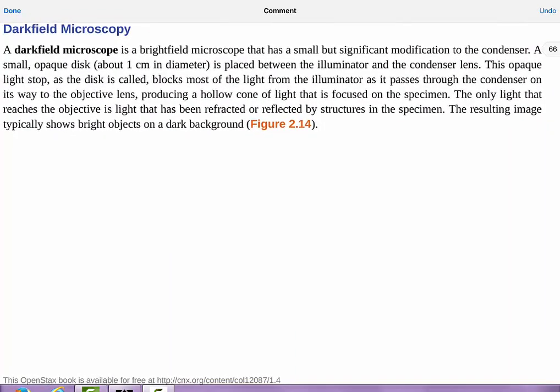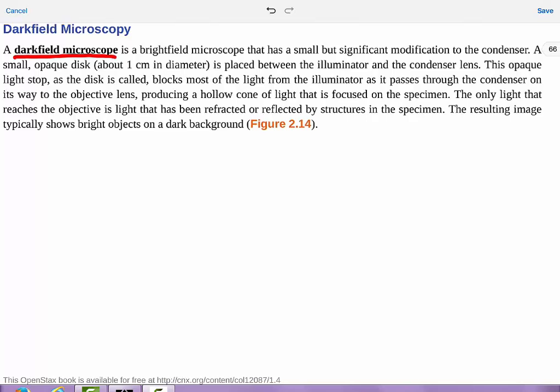All right, so the next type of microscopy we're going to talk about quickly is dark field microscope. We were just talking about bright field microscopes. Now we're talking about dark field microscope. So perhaps you can imagine what that means.